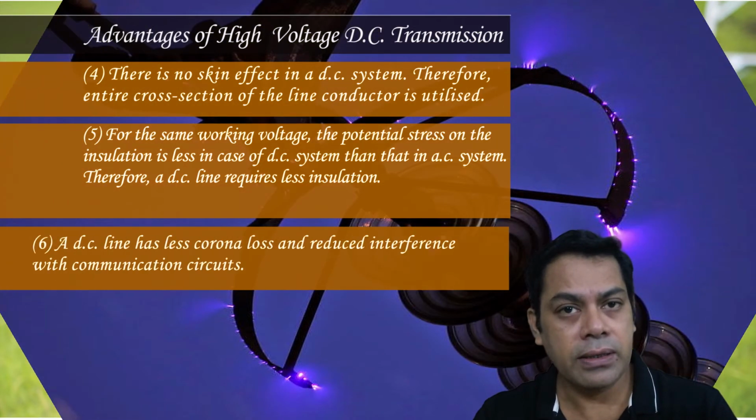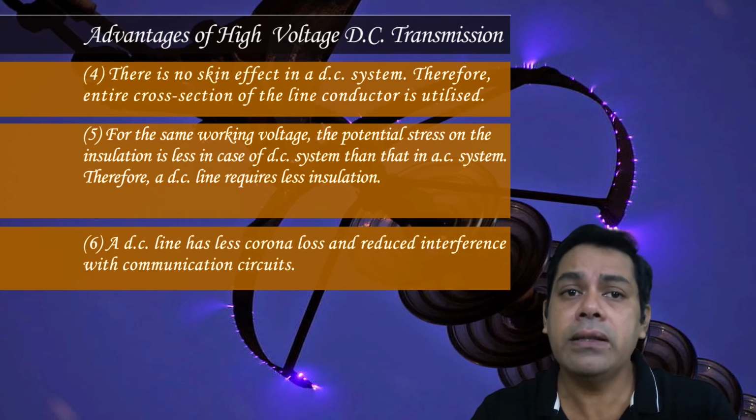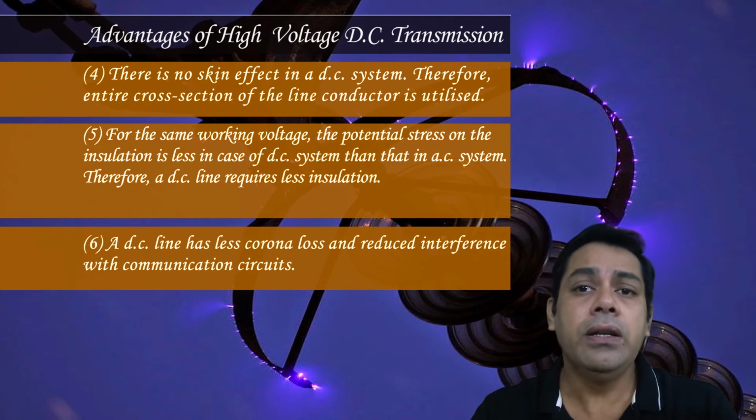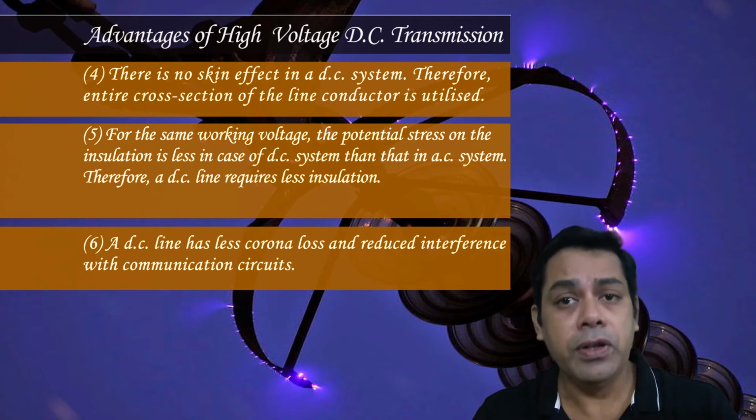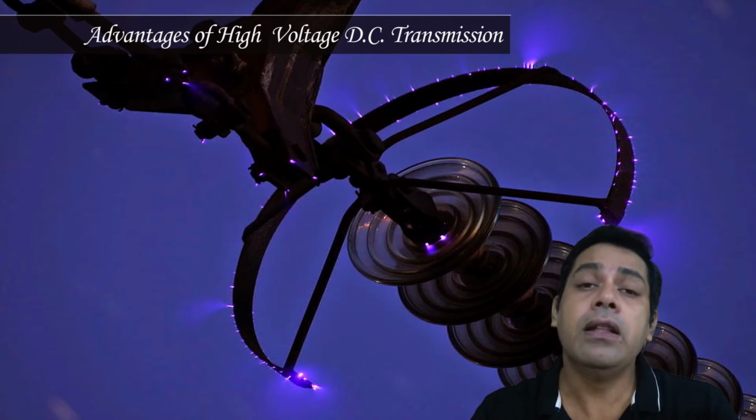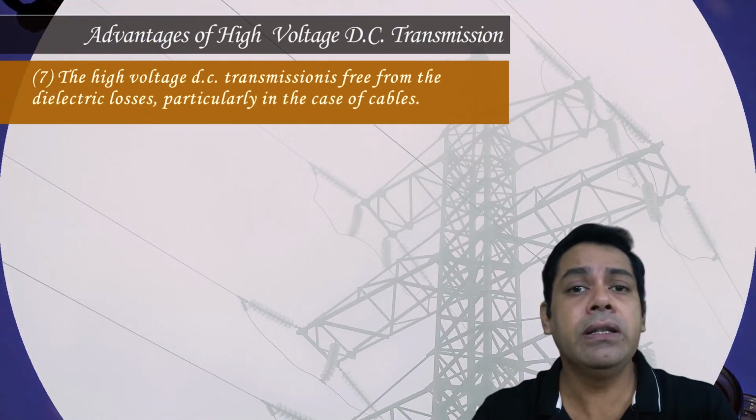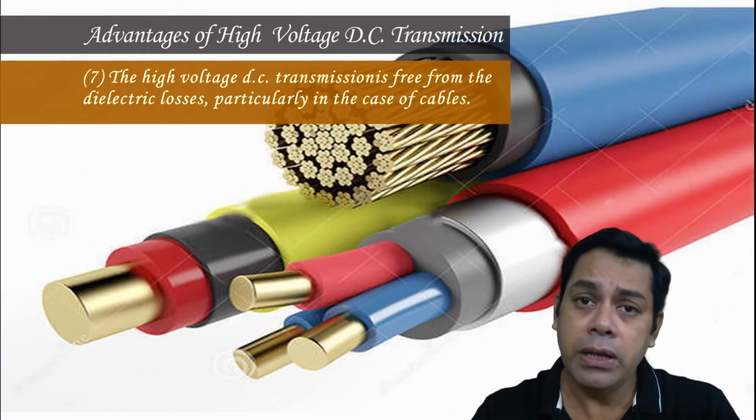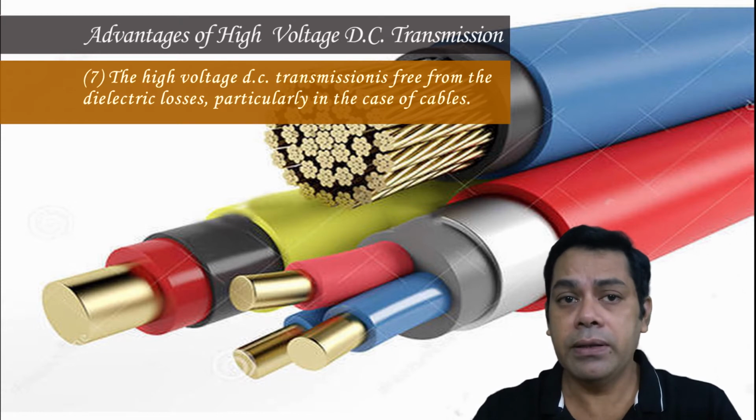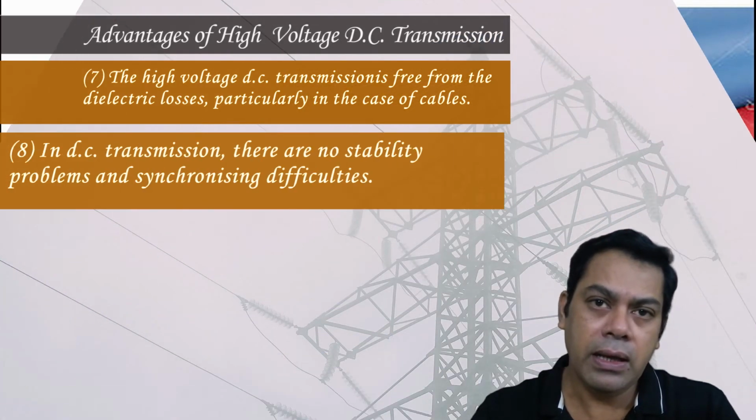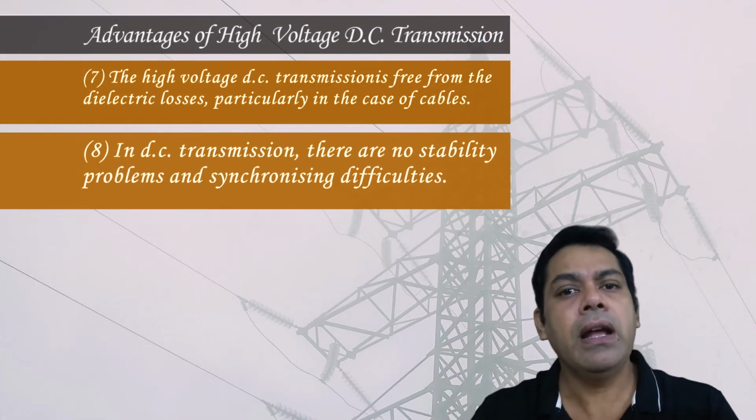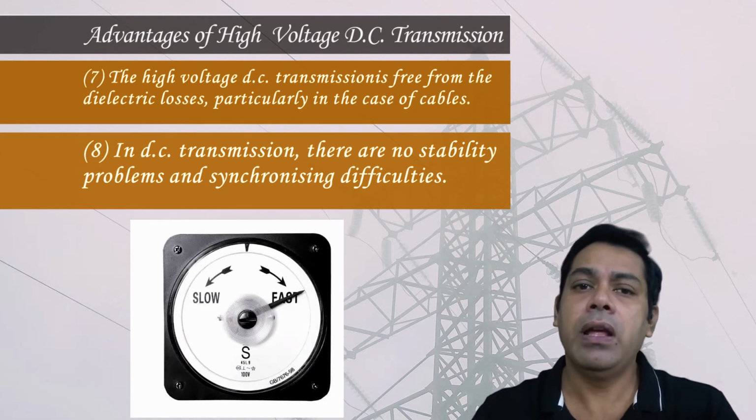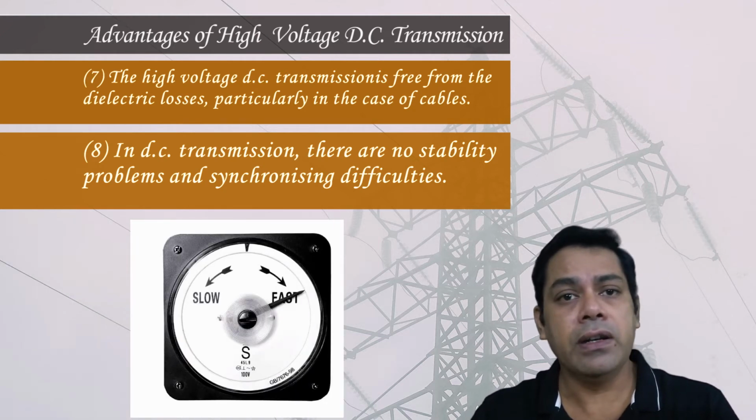Number 6, a DC line has less corona loss and reduces interference with communication circuits. Number 7, the high voltage DC transmission is free from dielectric losses, particularly in case of cables. Number 8, in DC transmission, there are no stability problem and synchronization difficulties.